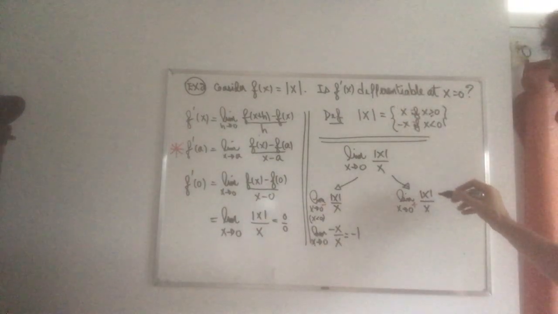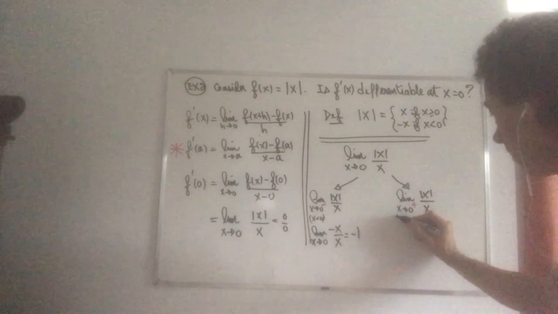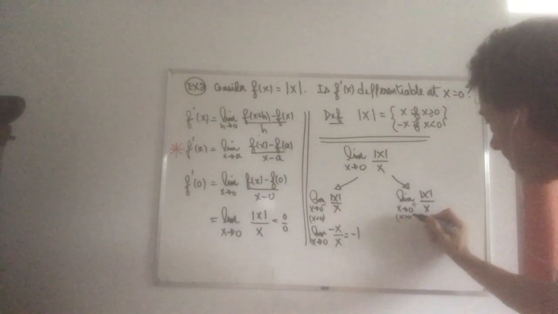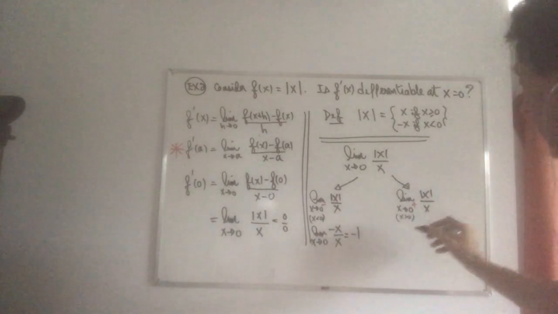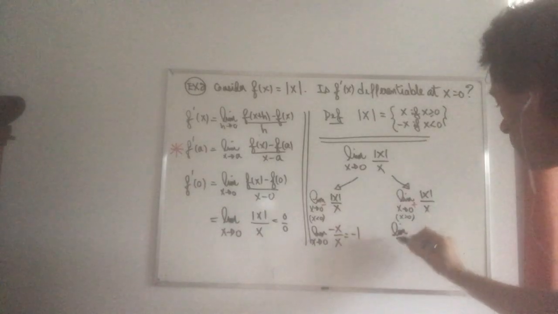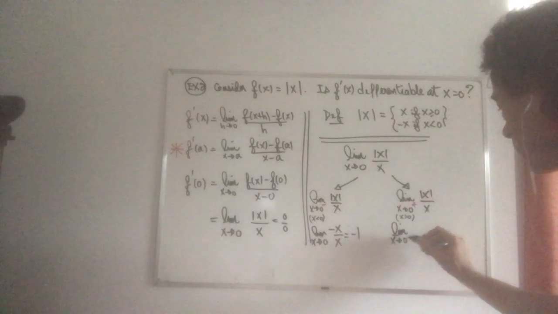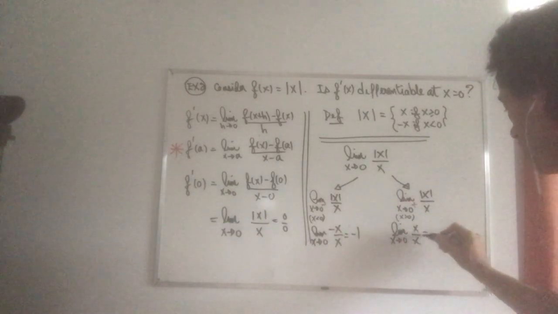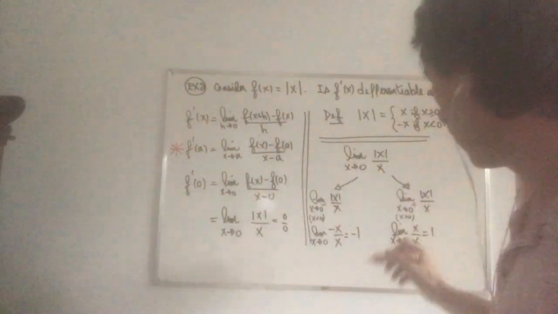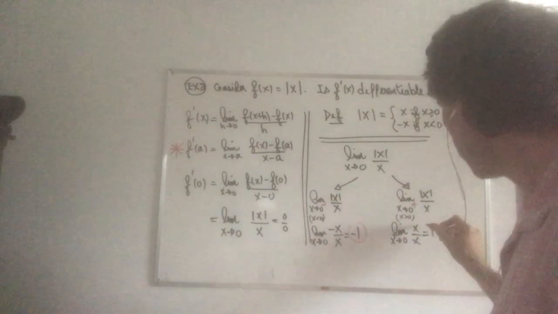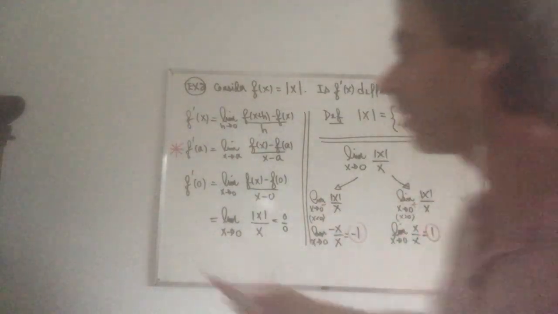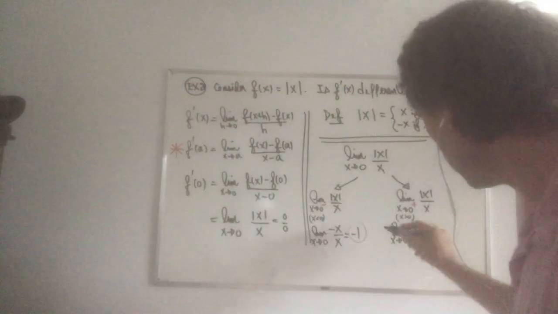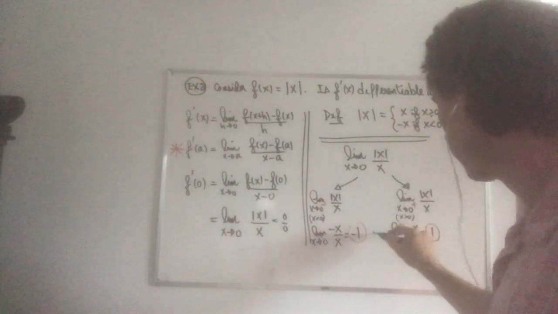Over here, I am on the right of 0. That means that I am greater than 0. That means that I can replace the absolute value of x just by x. And x over x is 1. What do I conclude? I have here that the left limit and the right limit are not the same. These are not equal to each other.